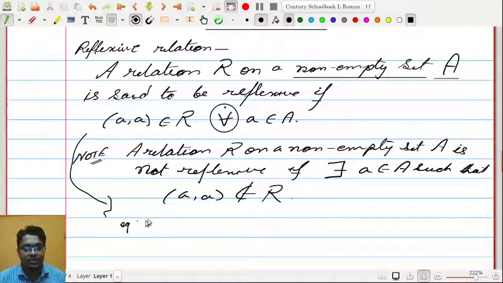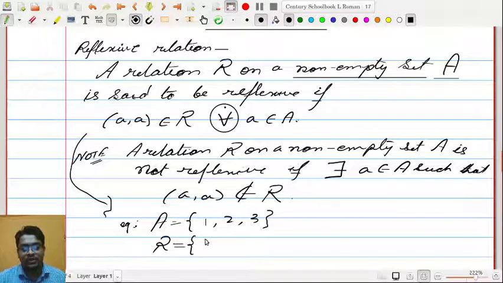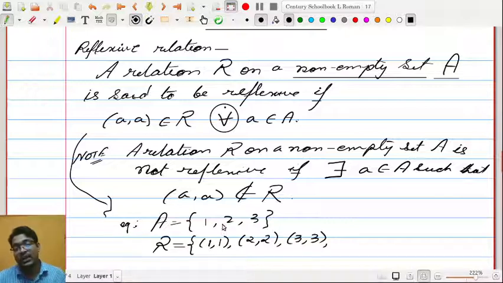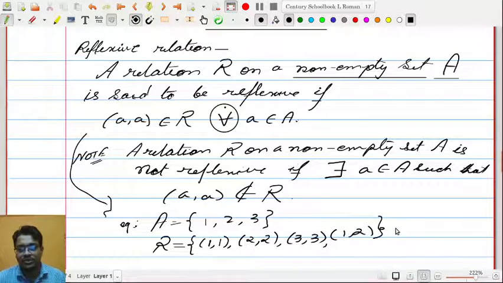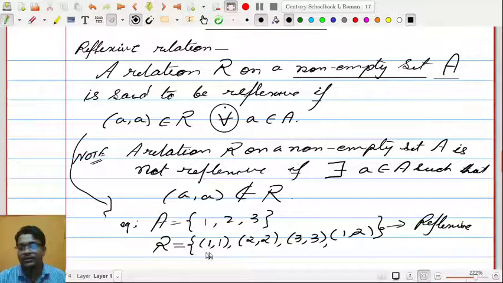Let us see some examples of reflexive relations. Say A equals the set {1, 2, 3}, and you take R to be this set. In a reflexive relation, every element should be related to itself. Other than that there can be any other element, no problem. A has 3 elements, so at least these 3 pairs should be there: (1,1), (2,2), (3,3). Other than that, you may write something like (1,2), or even if you don't write it, it's okay. So this is a reflexive relation.